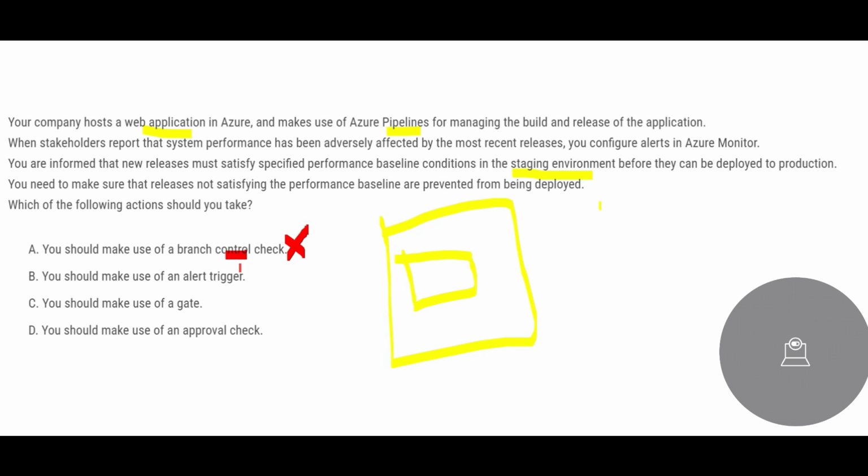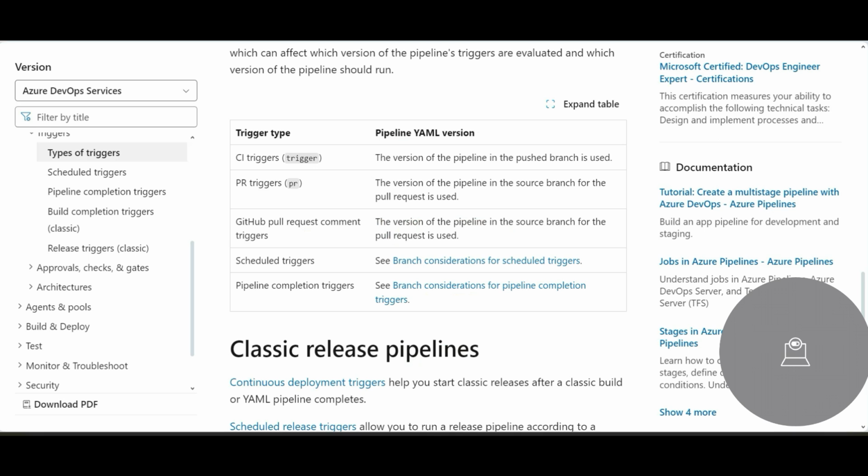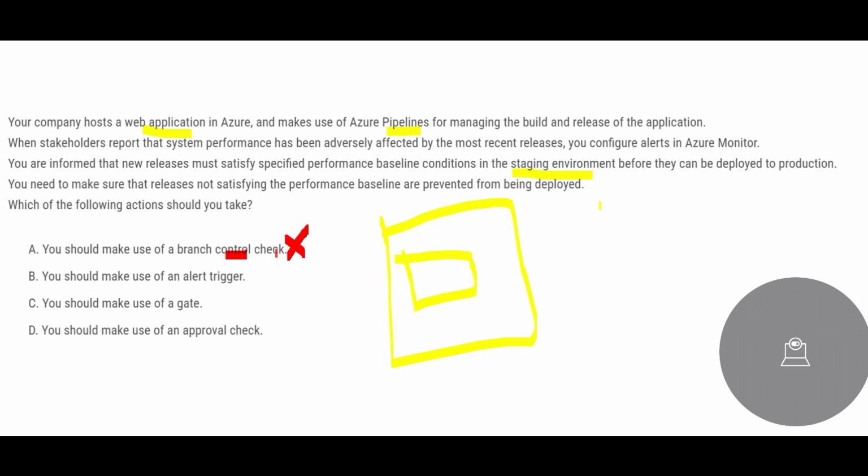B says that, hey, make use of alert triggers. These are different trigger types. Triggers will only let you know that code has been pushed, or that a pipeline has to be triggered at a particular time as a scheduled one. And the approval check, again, is similar. We are not just checking the approvals, we want a quality gate.